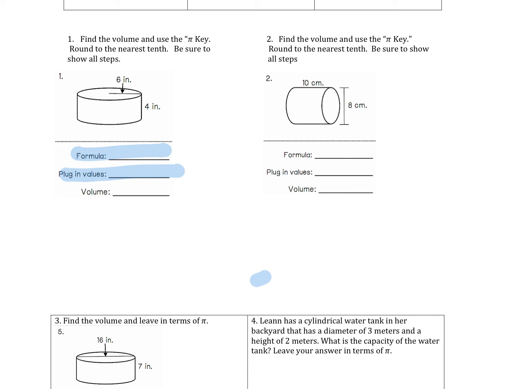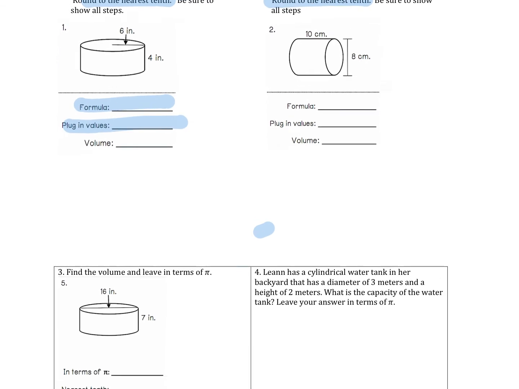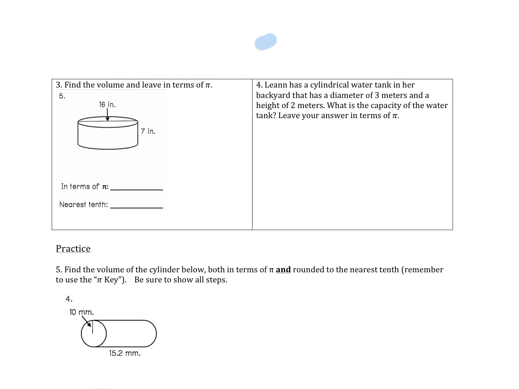You're noticing, hopefully, that it asks you to use the pi key and round to nearest tenth. So we're going to need to use our calculators tomorrow. Same for this second one. When we go on to problem 3, it actually asks you initially to leave it in terms of pi, but it also asks you to round to the nearest tenth. So would you please set up again the formula and the substitution?